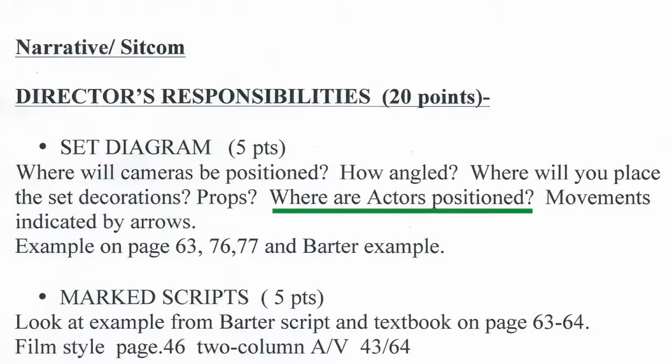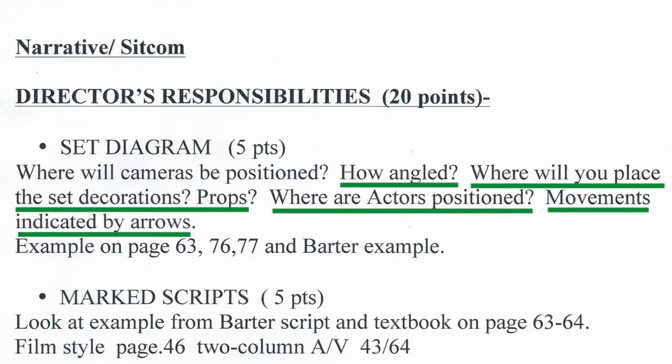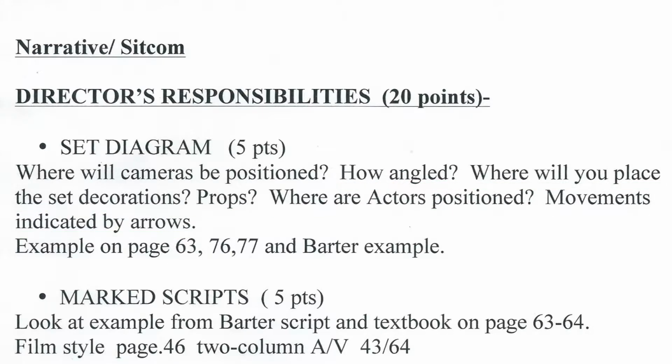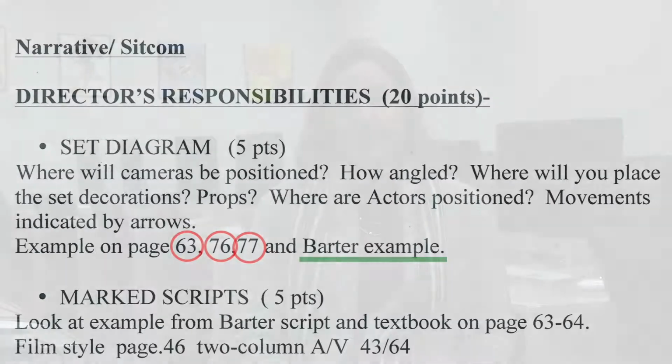Where will they be positioned? How will you angle them? Where will you place your set decorations, your props, positioning your actors, and make sure to indicate both actor movement and camera movement with arrows. You can look at examples in the book on page 63, 76, and 77. And also don't forget all of your barter script examples are also a good model to look at.